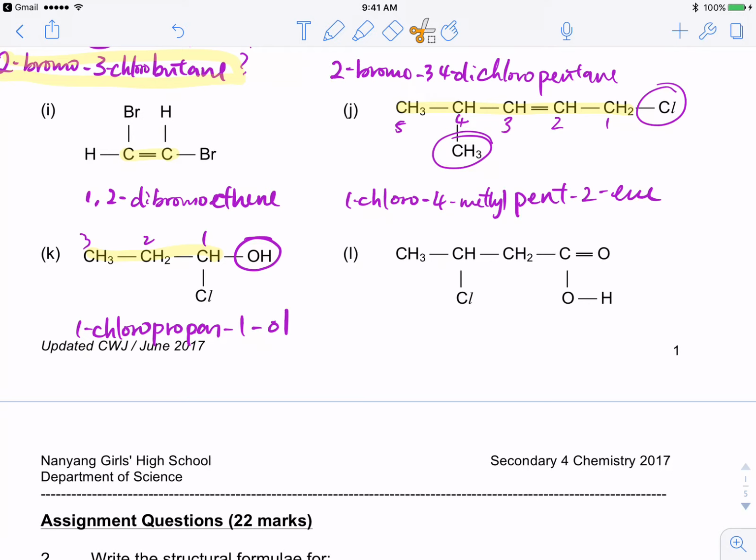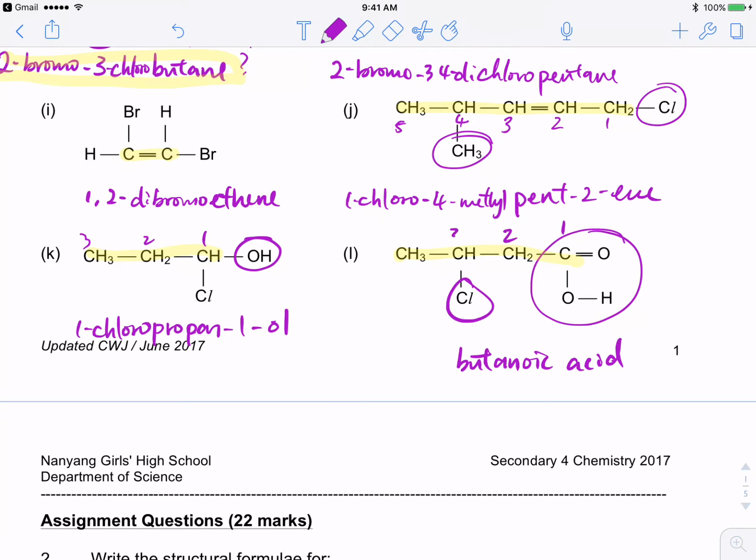Next, okay, the most important group here will be your acid group. Then, what is the longest carbon chain? 4. So, it will be butanoic acid with a chlorine. So, remember the most important functional group should be given the smallest number, so 1, 2, 3, 4. If that's 1, then chlorine is attached to the third carbon. 3-chloro-butanoic acid.